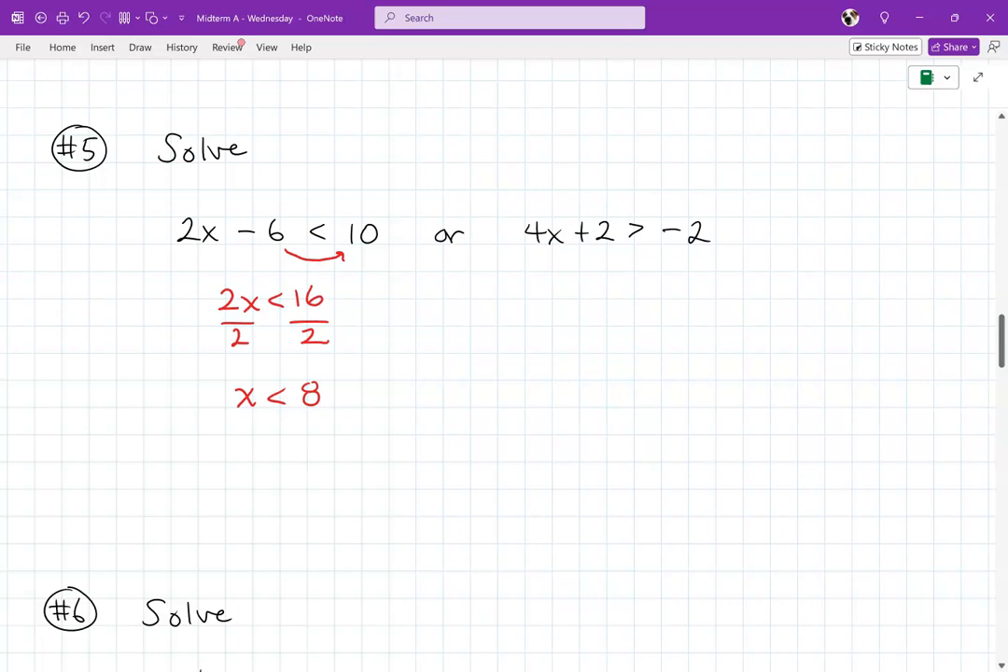Now remember, this is an OR problem. So if I have to graph it, ORs should be going opposite directions, right? Ands go towards each other.